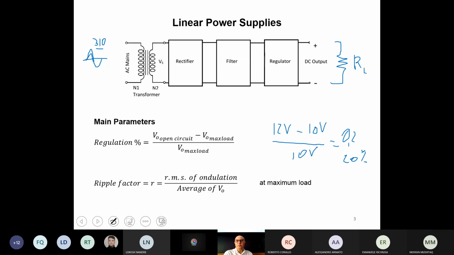If at the denominator I use the 12 instead of 10, this number will be smaller. But I want to know what is the performance in real operation. So in real operation, I will work probably at the maximum load. That's why I use the voltage at maximum load at the denominator. It's a definition. We can define as we want, but in this case, it's more convenient to define it in this way.